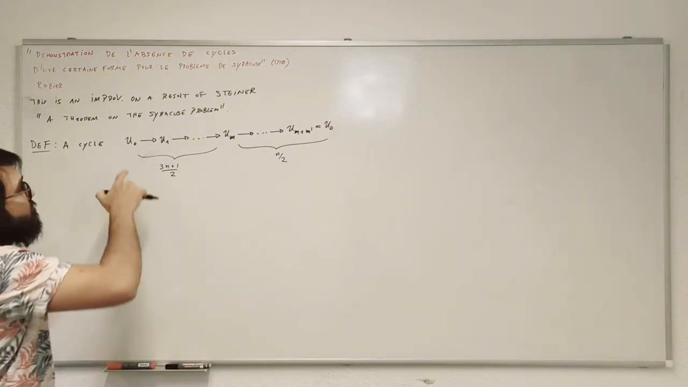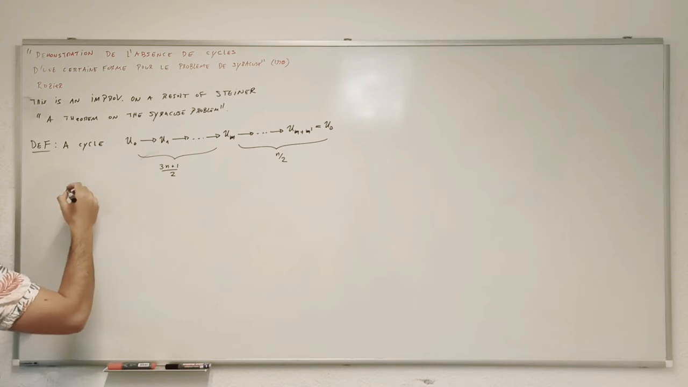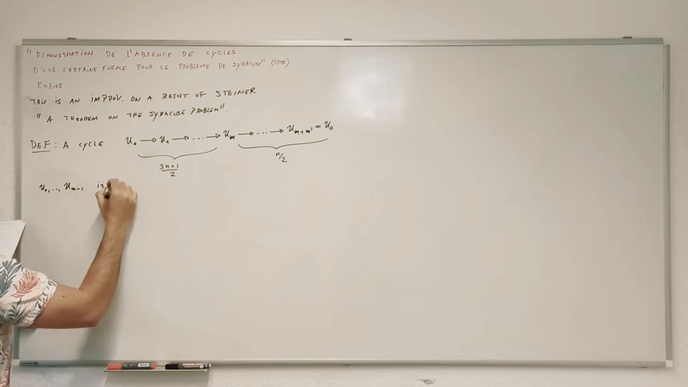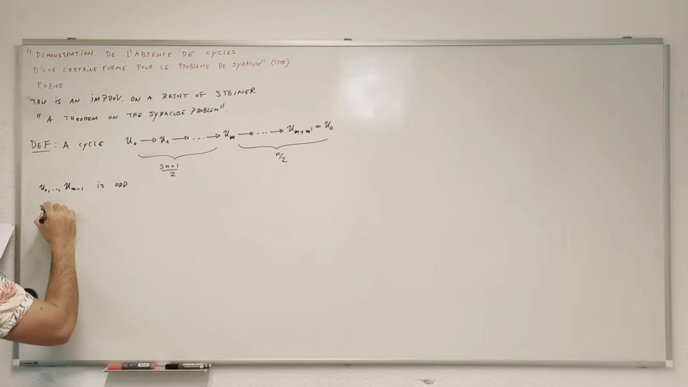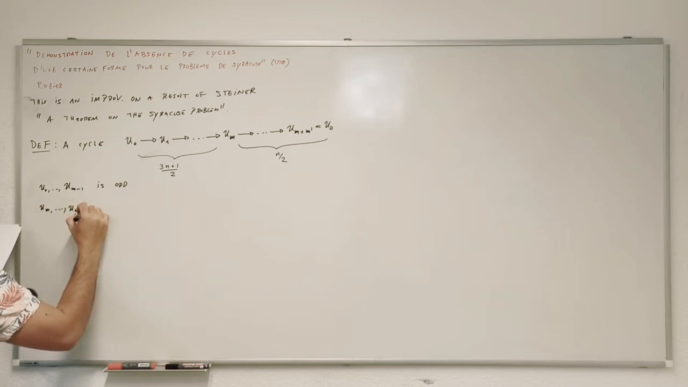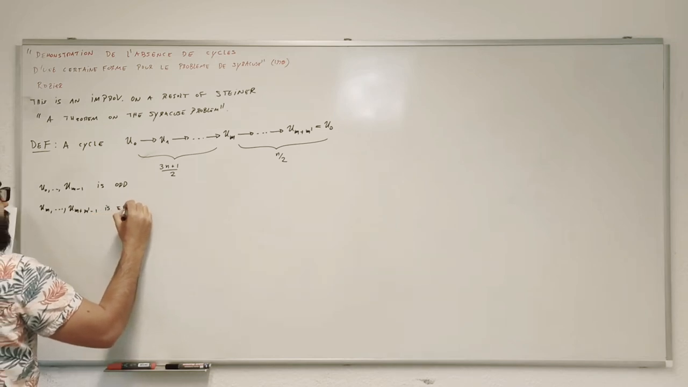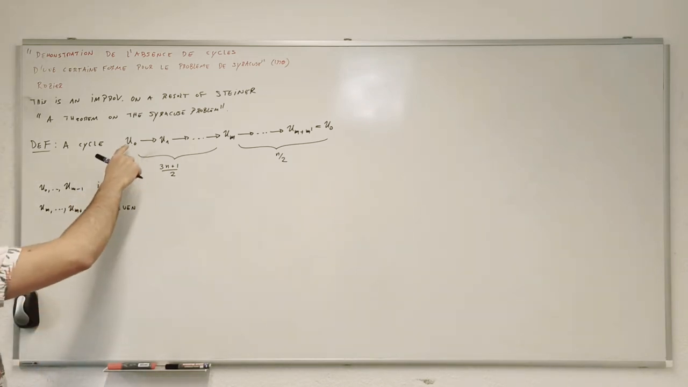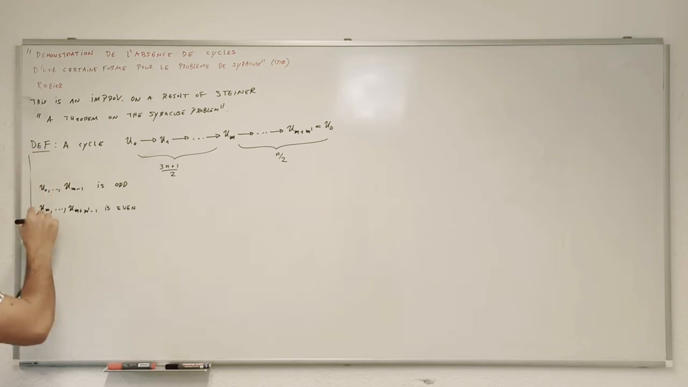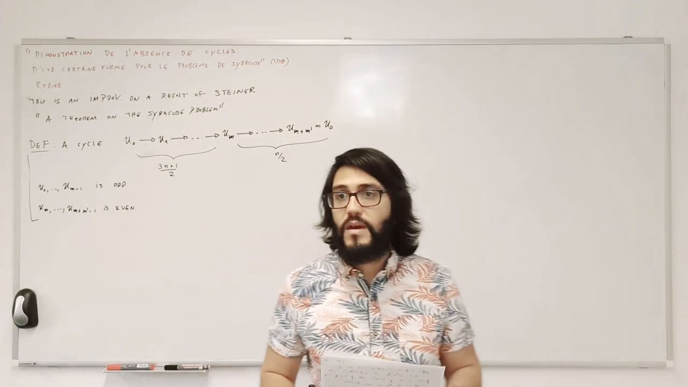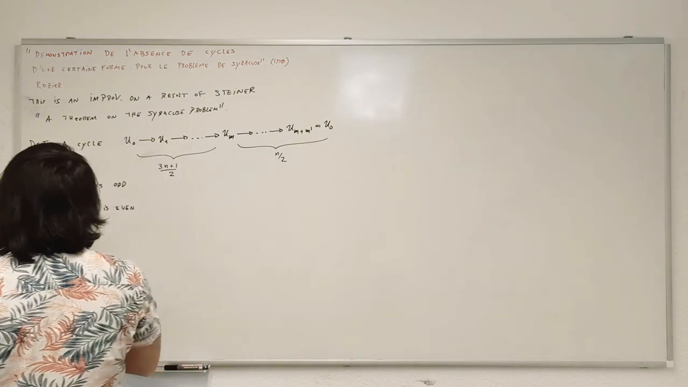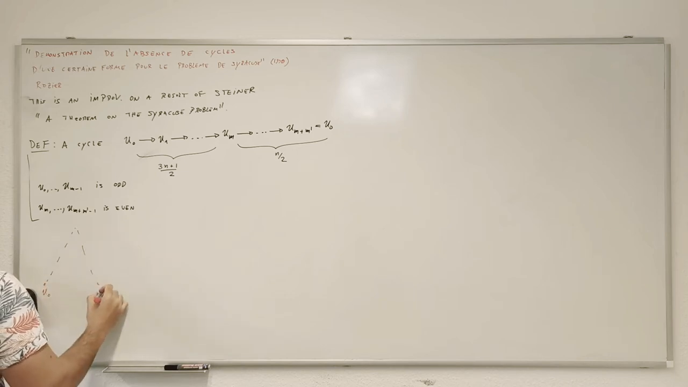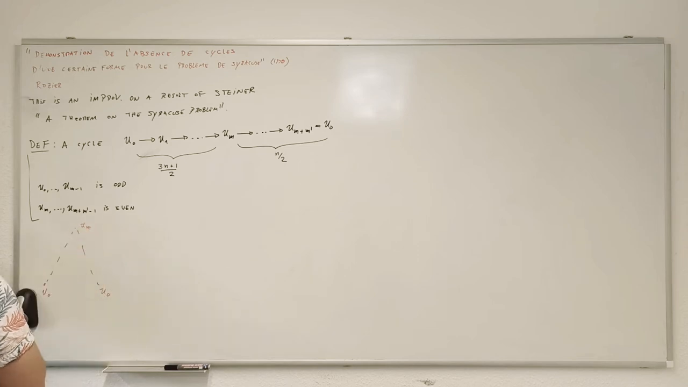So what I'm saying is these numbers are odd. So what I'm saying is that u0 up to u(m-1) is odd, and the rest is even. And then once you apply one more time, you get to this odd number u0. Okay, so that's the definition of a cycle. But that's a one cycle. So this is something that the picture could be something like this. You go up and then you go down and go back to your u0.